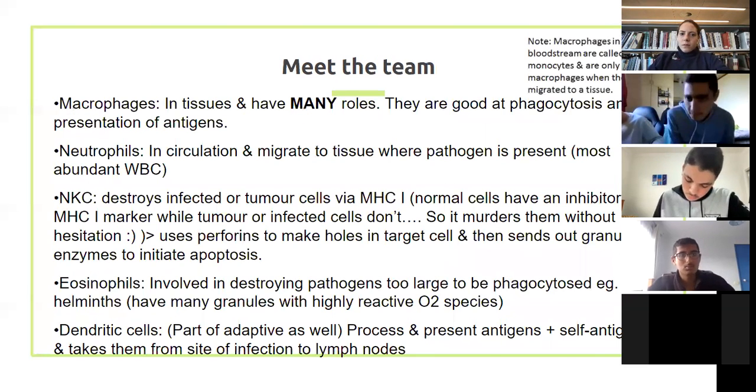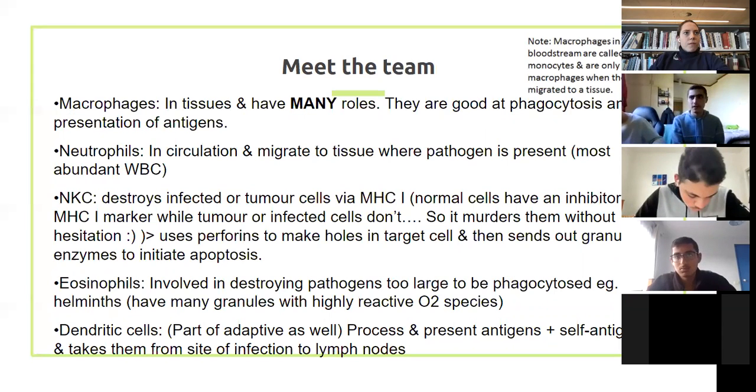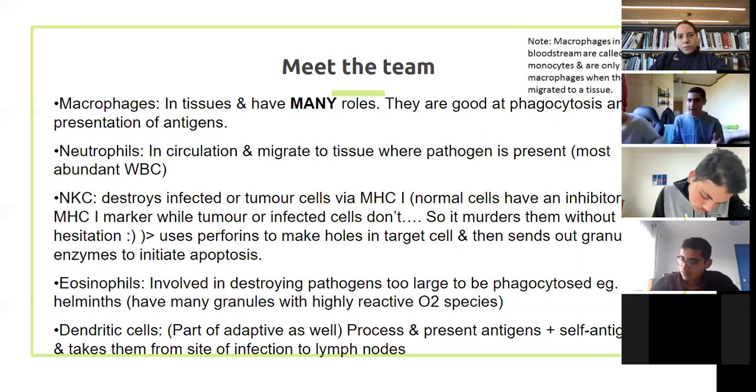Cool. So now let's meet the team. We have 5 main cells from this group that we're going to go through. The macrophage has all the different roles. It eats, it destroys, it does everything. It's also a good way to present bacteria and tell all other immune cells that, hey, there's an infection going on, let's do something about it. So that's the macrophage.